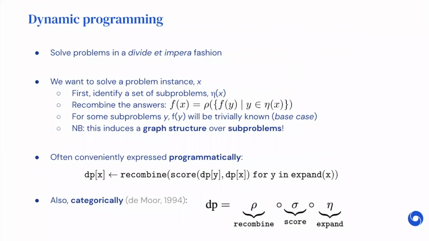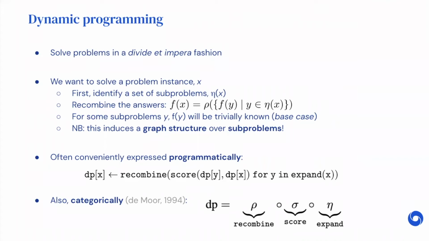The second concept that we want to unify is the concept of dynamic programming, which is a general strategy of solving problems in this kind of divide and conquer manner, where you start with some problem X that you want to solve. What you do is at each step, you identify some sub-problems such that if you're able to solve them, you're able to solve X by recombining the answers somehow. And it turns out that this induces a very nice graph structure over your subproblems, right?